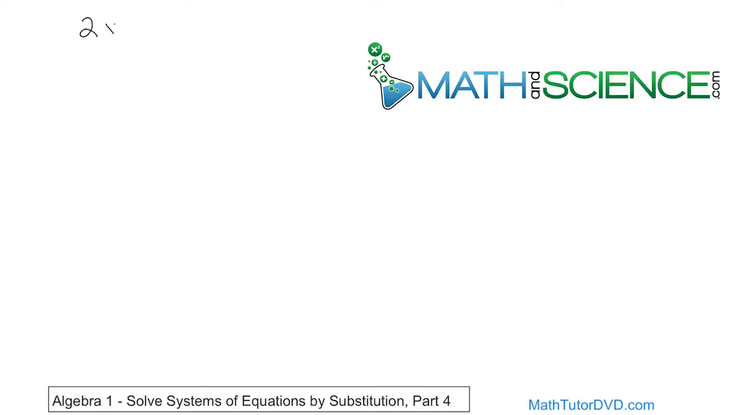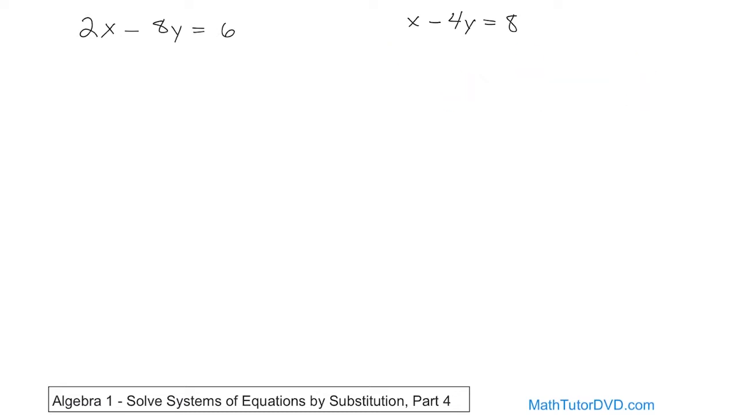The first one, for instance, is 2x minus 8y is equal to 6. And the second one is x minus 4y equals 8. Now, first of all, x and y are our variables, so we have two variables, we have two equations, so we should be able to solve this system of equations.